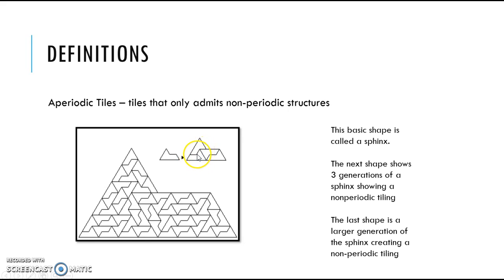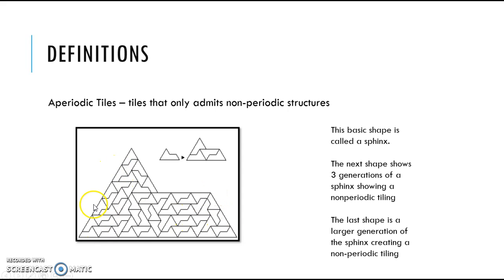I cannot take this basic figure of the Sphinx and move it even over one tile and get the same figure without rotating or reflecting it. So this is a specific tile that will only create a non-periodic tiling. There's no way I can use this shape to create a periodic structure. And lastly, what we see that's really cool actually is just a larger generation of the Sphinx to create another super Sphinx.